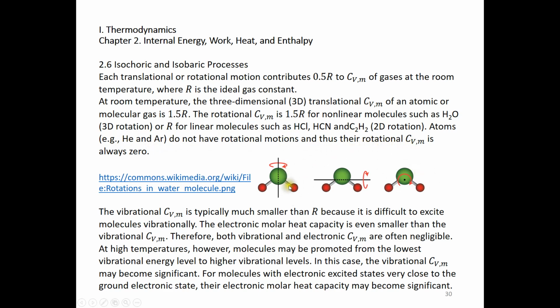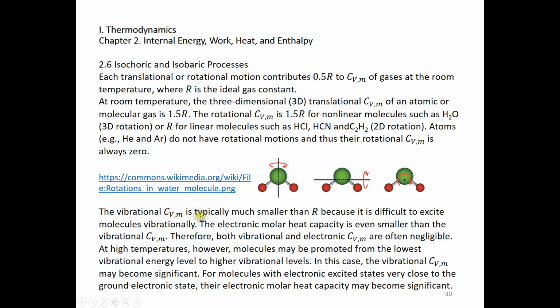Over here in this graph, it shows you three different rotational motions of water. Again, you need to somehow find the center of mass. It's right here. And then there's an axis passing through the center and perpendicular to the screen. So you have this kind of rotation. Also, you can have this kind of rotation or this kind of rotation. So for water, its rotational molar heat capacity is 0.5 R times 3.